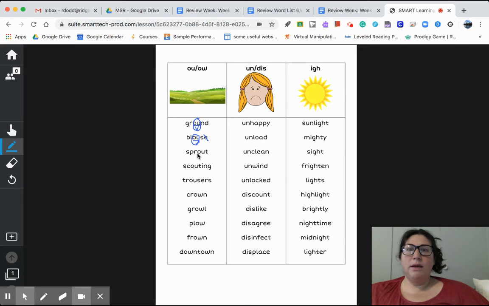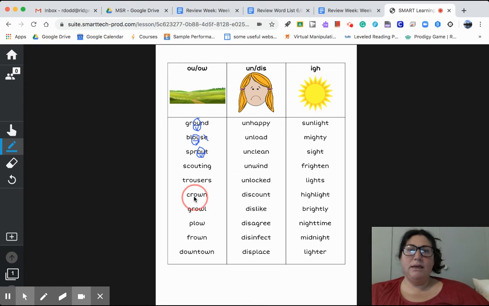Last one, underline my vowel, mark it with a V, circle, and this word is sprout. We have ground, blouse, sprout. OU says ow. You would do the same thing with OW down here.